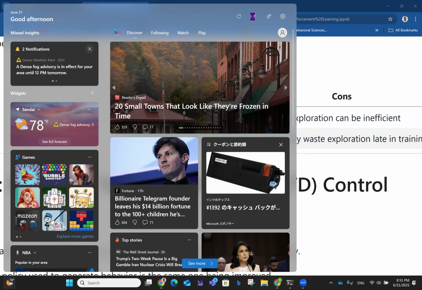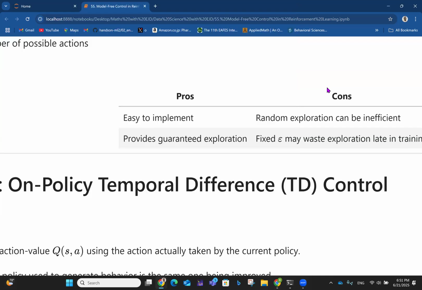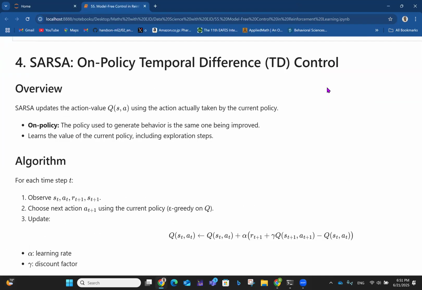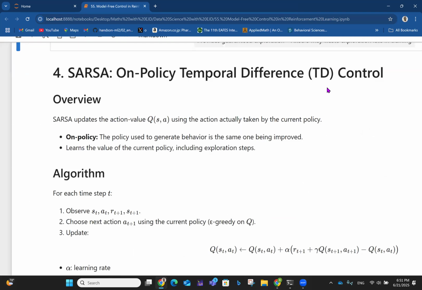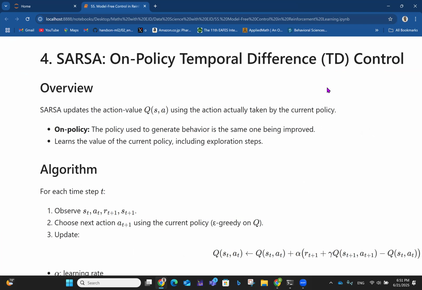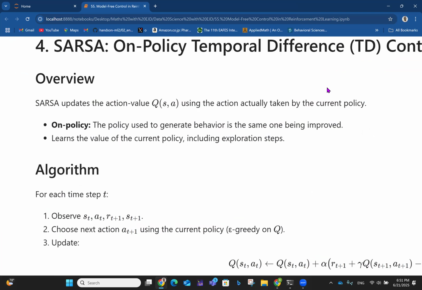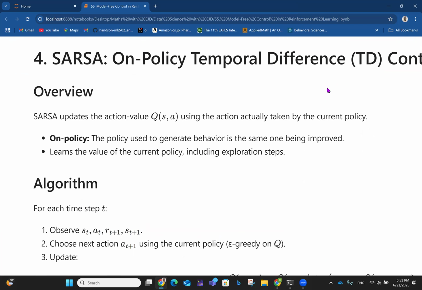So here we have number 4, we talk about SARSA. SARSA simply means state, action, reward, state, action. That means in a particular state, you take an action and you get a reward, which takes you to a new state with its own set of actions. That's why it's called SARSA. So that's on-policy temporal difference control. And the overview is this: SARSA updates the action value Q of S, A using the action actually taken by the current policy. So the on-policy part of it is that the policy used to generate the behavior is the same one being improved. So it learns the value of the current policy, including exploration steps.